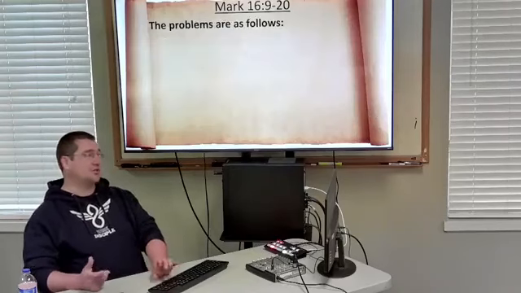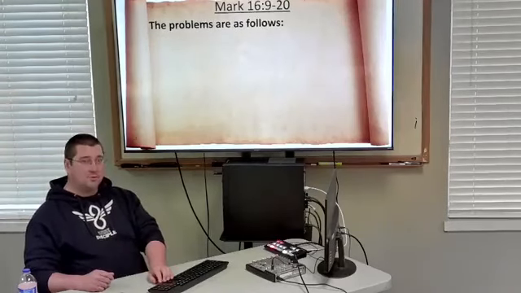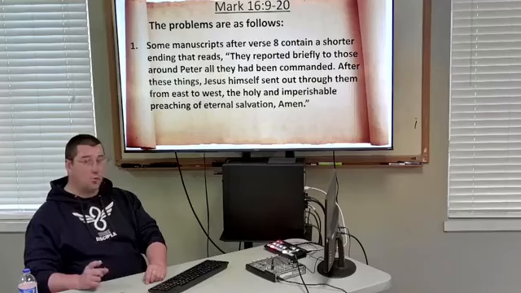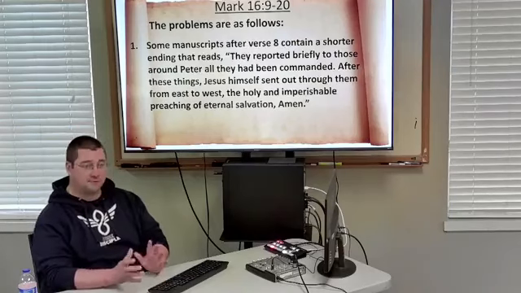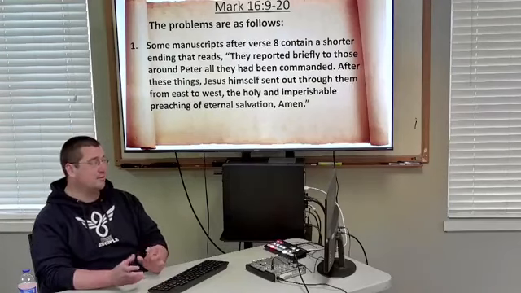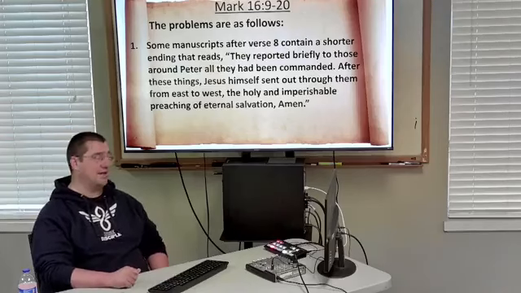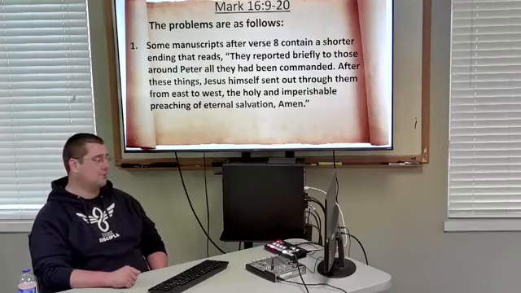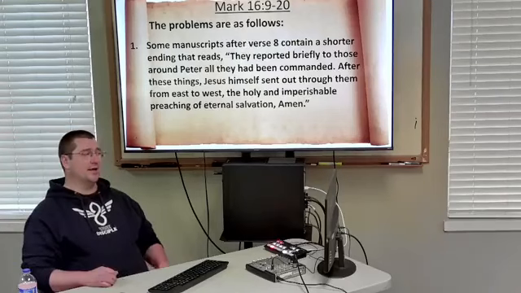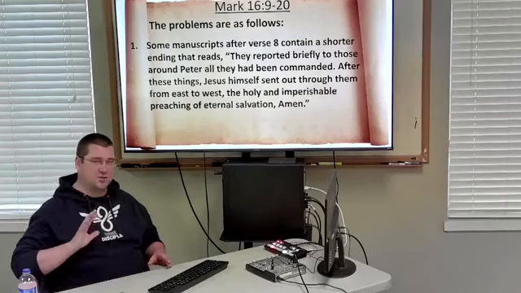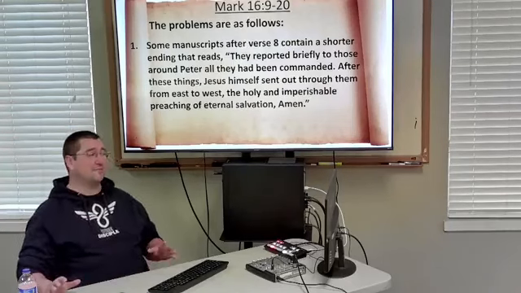So we're going to look at the issues. The problems are as follows. Number 1, some manuscripts after verse 8 contain a shorter reading that reads, "They reported briefly to those around Peter all they had been commanded. After these things, Jesus himself sent out through them from east to west the holy and imperishable preaching of eternal salvation. Amen." So, in other words, instead of having verses 9 through 20 after verse 8, they contain this reading. All right, that's number 1.